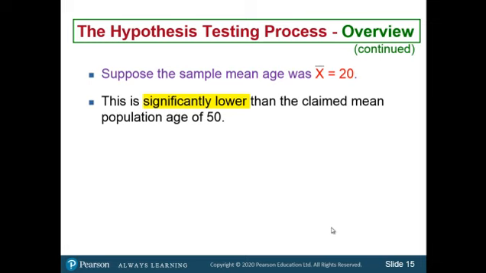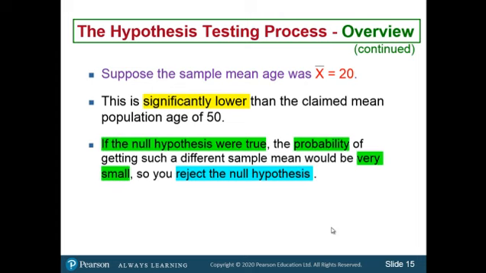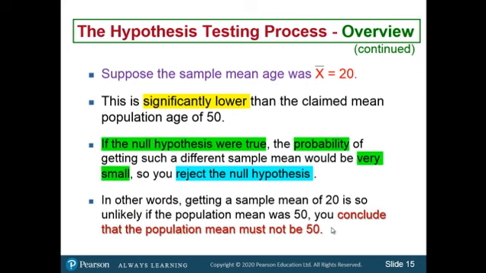So if the null hypothesis were true, the probability of getting such a different sample mean would be very small. The chance of the null hypothesis being true is very small, and because of that we have to reject the null hypothesis. In other words, getting a sample mean of 20 is so unlikely if the population mean was 50. So we conclude that the population mean must not be 50, based on our sample mean.